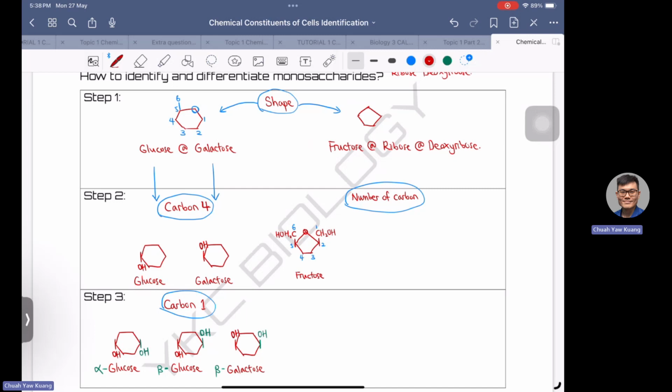As when you compare, no matter ribose or deoxyribose, they will only have 1 CH2OH. In other words, they will only have 5 carbon. So this is when we differentiate based on the number of carbon. I will do the same thing, copy back this one.